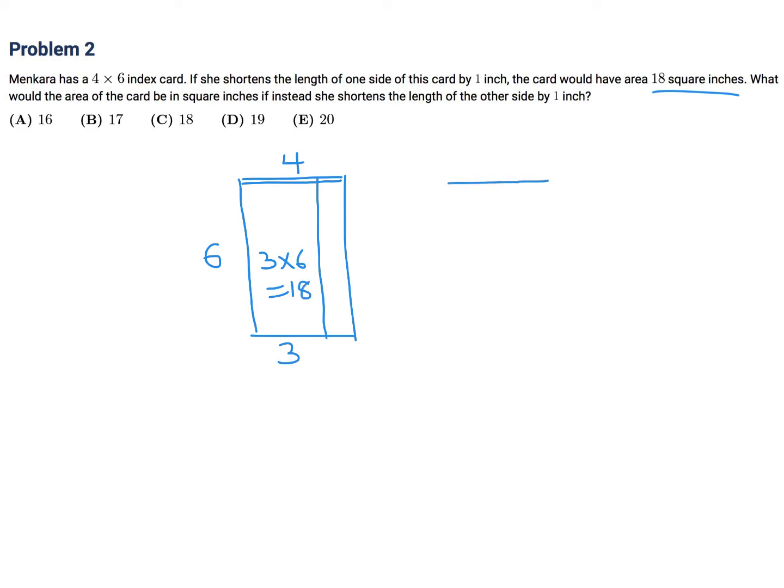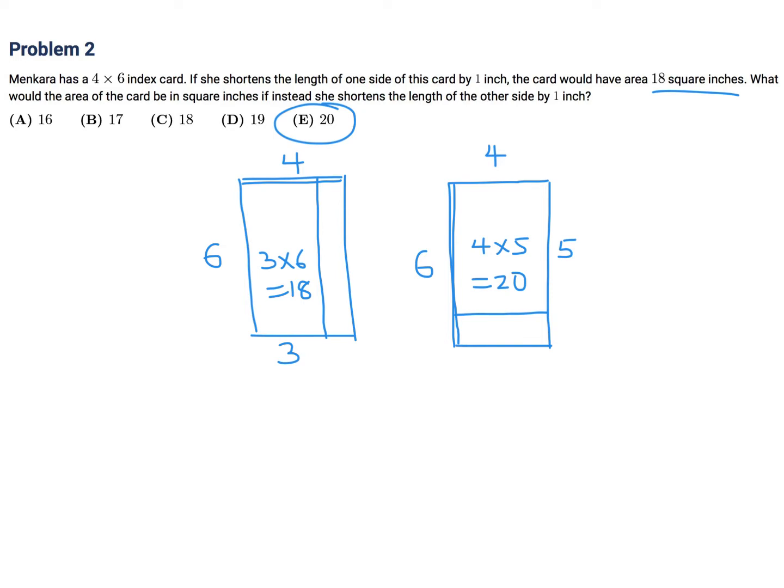What they're saying is, what happens if she shortens the other side? Okay, no problem. So that means you're shortening this side. So instead of 6, you're making it 5. Well, that becomes 4 times 5, which is a 20 square inch card. And therefore, the answer to number 2 is E.